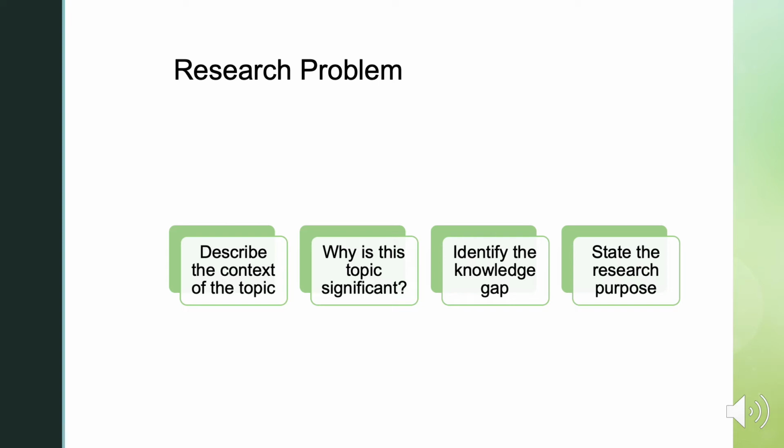So when we're developing a research problem, we need to describe the context, understand and communicate to others why this topic is significant. Sometimes it's very obvious to us, but not quite so obvious to others who might have a vested interest in supporting it or not. And we have to identify a knowledge gap. So if you're conducting a study, you should ostensibly be providing information about something that we don't quite know enough about. And then being really clear about the purpose of your research.